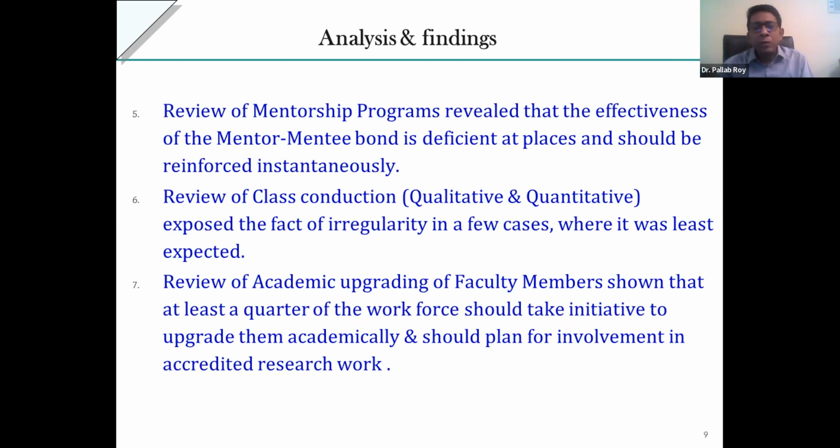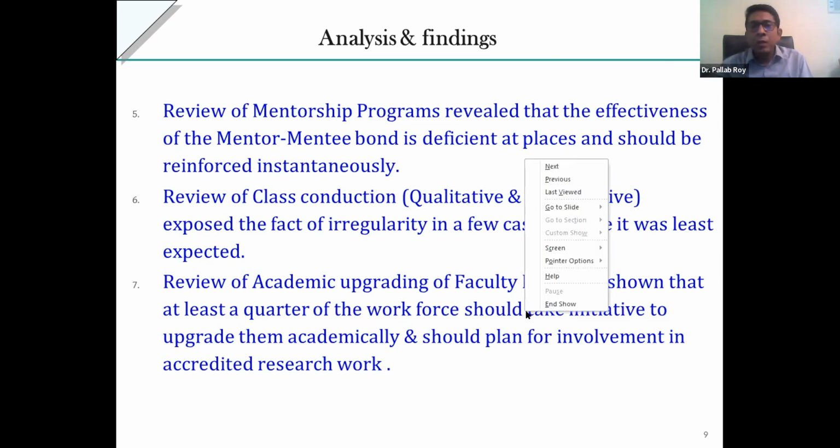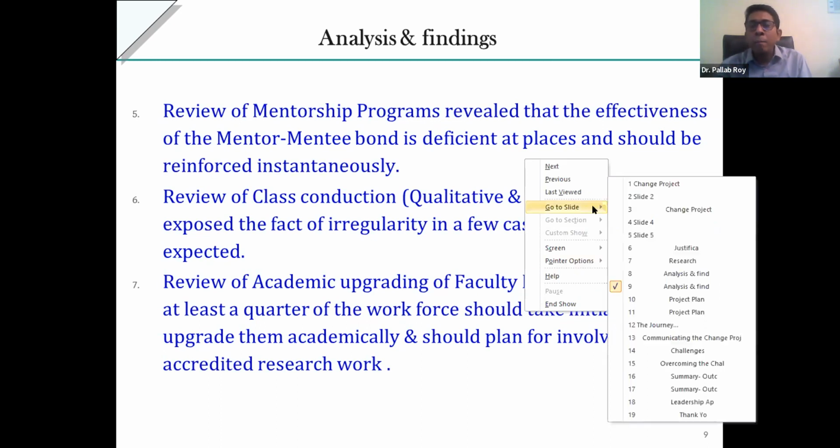The seventh part is the review of academic upgrading. As I mentioned before, there are people who have been working for a long duration, but they are not upgrading themselves academically. So they should be motivated to do so. There should be planning for involvement in authorized research work, research work which is accepted by some authority or is accredited. So these are the findings.